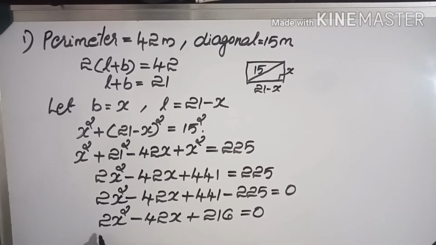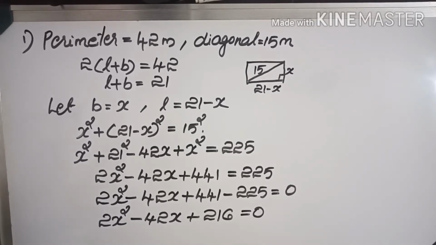Now here all the terms are even numbers. 2 is even, 42 is even, and 216 is also even. It is not compulsory, but in order to apply that minus b plus or minus equation, always the smaller number is better, in order to avoid that calculation.